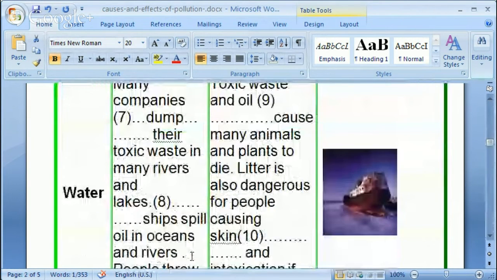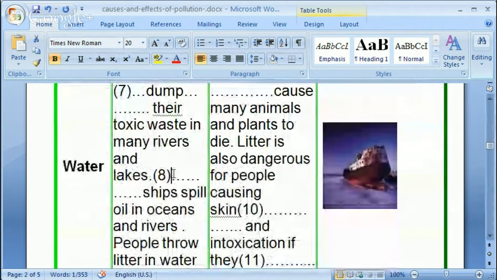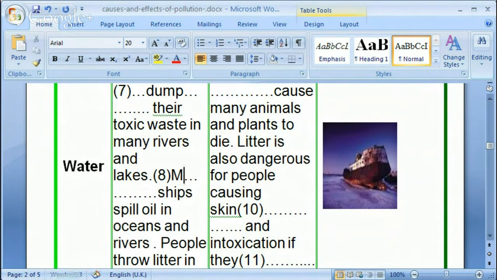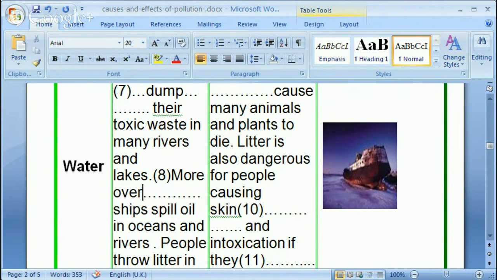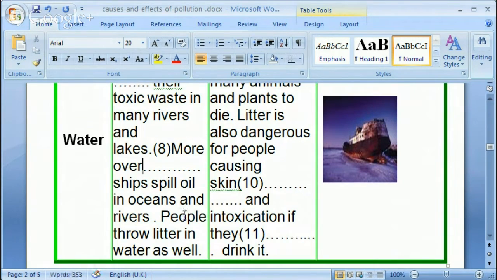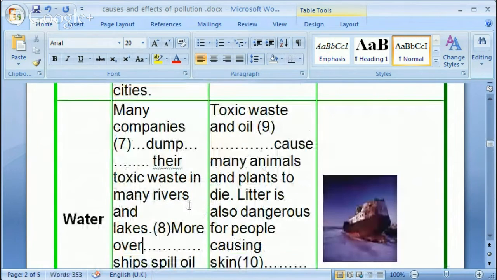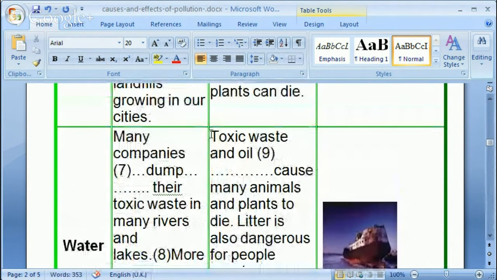Okay, where are we here? All right. So it talks about companies dumping waste into rivers and ships spilling oil into rivers. So we use the phrase moreover to add an additional point. Moreover, ships spill oil in oceans and rivers. Okay, let's take a look at the effects of polluting the water.